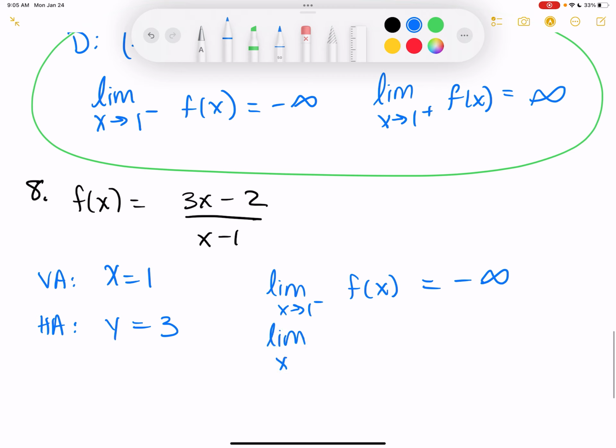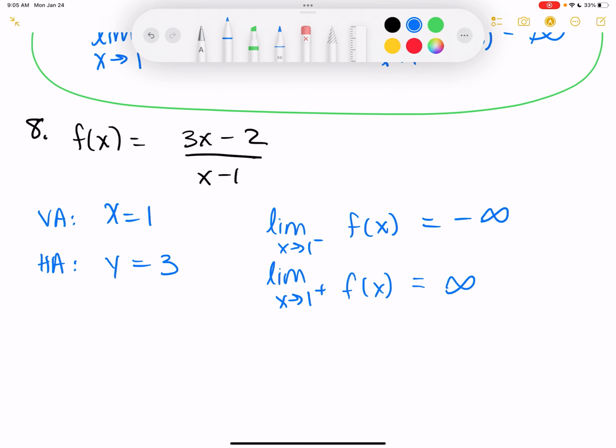Limit as x approaches 1 from the right of f of x. So from the right, 1 point something. What do I have? Positive on the bottom and positive on the top. Yep, positive top, positive bottom. So that one's going to infinity.